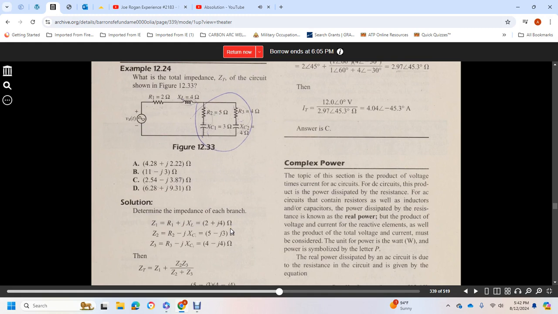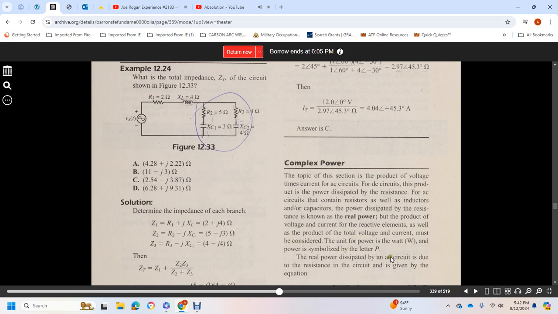Alright, complex power. The topic of this section is the product of the voltage times the current in the AC circuit. In a DC circuit, the product is the power dissipated by resistance. The AC circuit contains resistors as well as inductors and capacitors. Power dissipated in the resistance is known as real power. The product of the voltage and current of the reactive elements, as well as the product of the total voltage and current, must be considered. The unit of power is the watt, and the power is symbolized by the letter P.